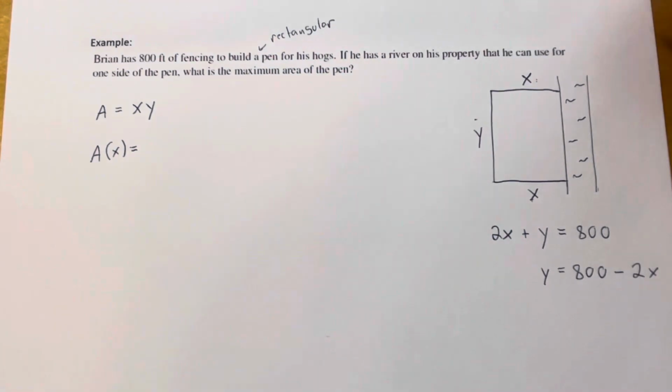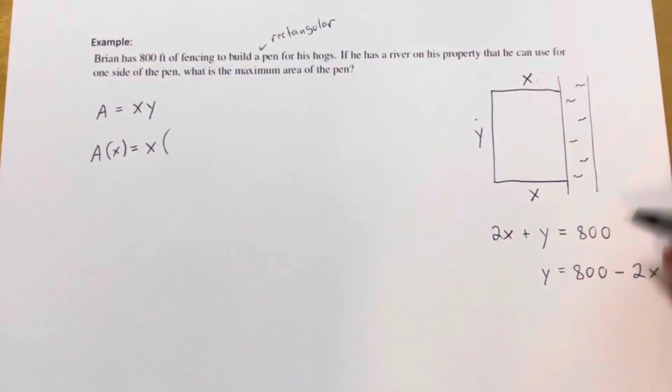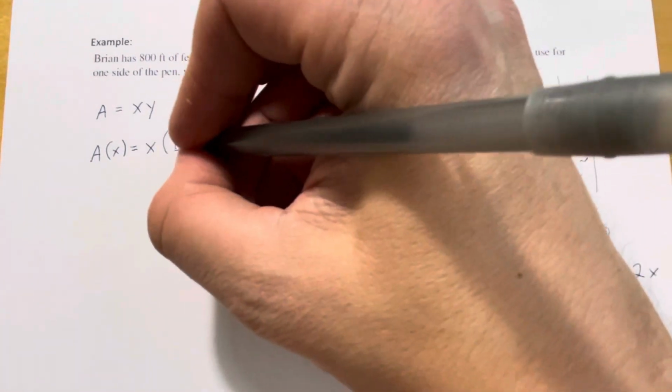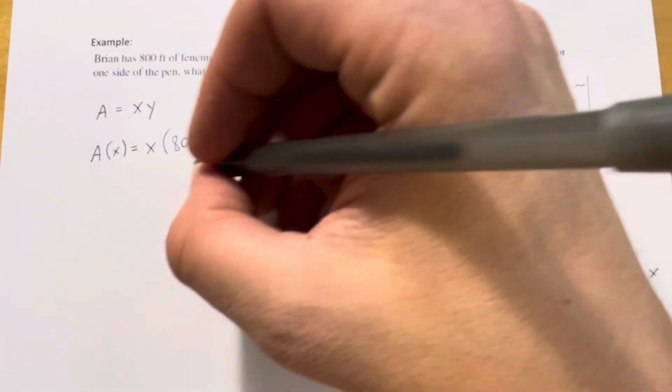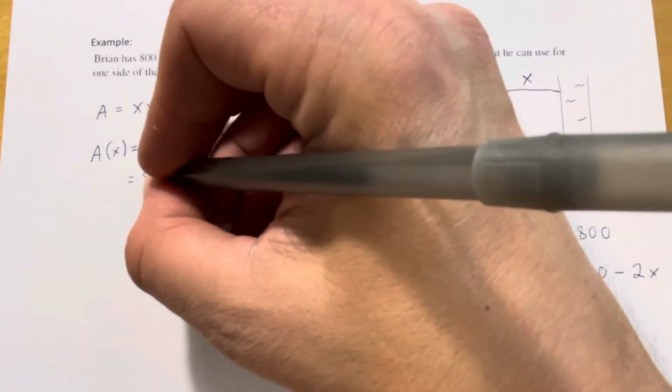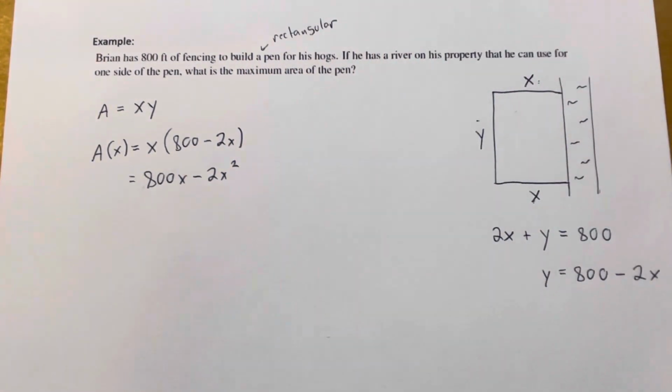I can now call it A of x, area in terms of just that x. It's equal to xy, but y is equal to 800 minus 2x, so I can distribute that x in and call it 800x minus 2x squared. That's critical. That's something that we needed in order to solve this problem.